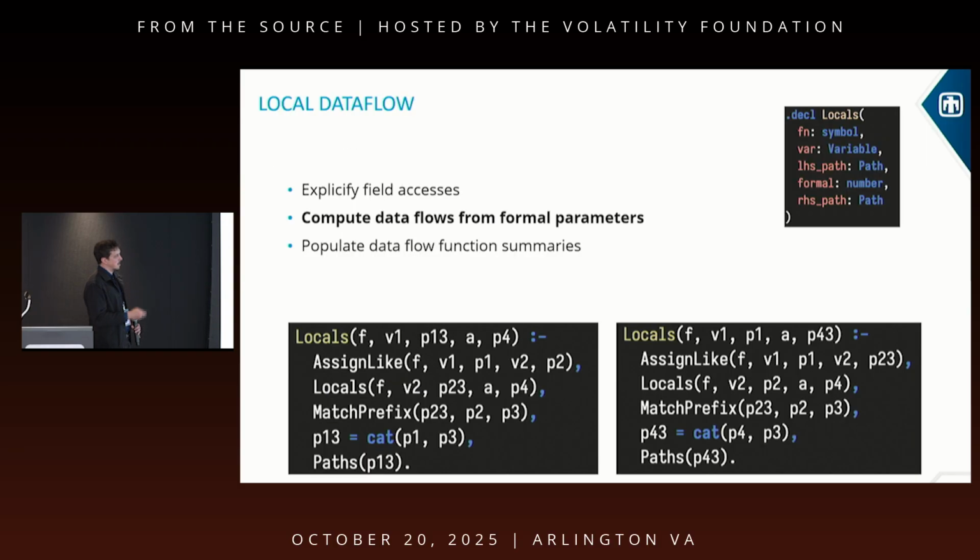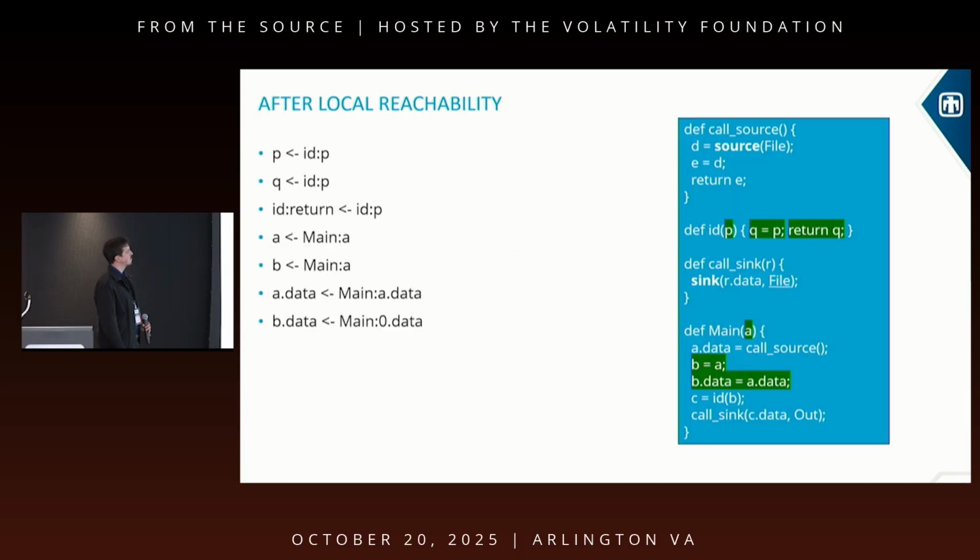The next thing is to figure out what flows from each parameter inside each function. There's a bunch of steps here, but it's really not difficult. If we look at id, P flows to Q. Great, so we record that. Q gets returned, so we record that. We do the same thing for main. A flows to B, and A.data flows to B.data because we're reasoning about fields. At the end of that, we know that P flows to the return value and A.data flows to P.data.